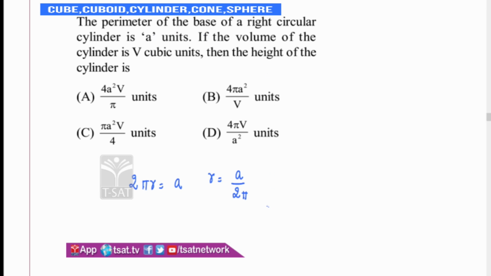Now, volume is V. Volume is V only, so take it as pi r square h. R square is A square by 4 pi square into h. All you need to find out is the value of h. Pi, this cancels. H is equal to 4V pi by A square. So the answer is the fourth option.